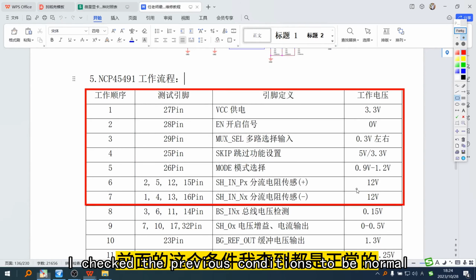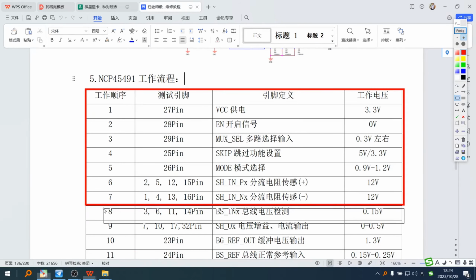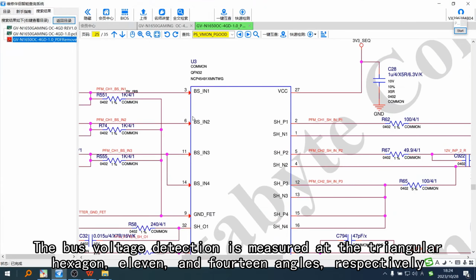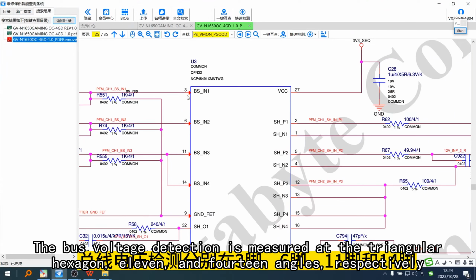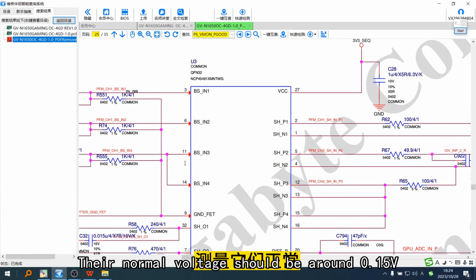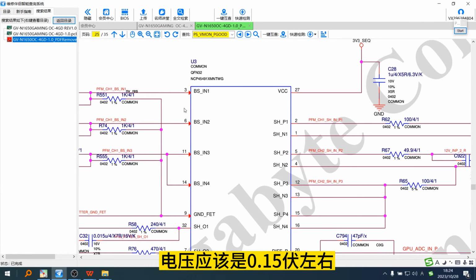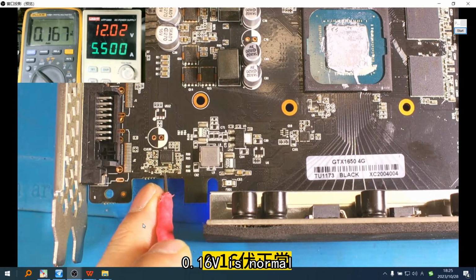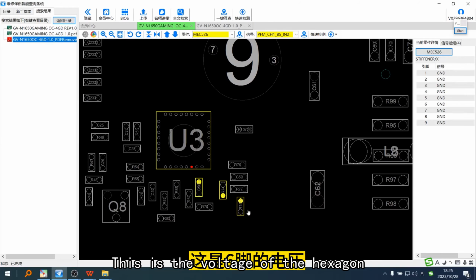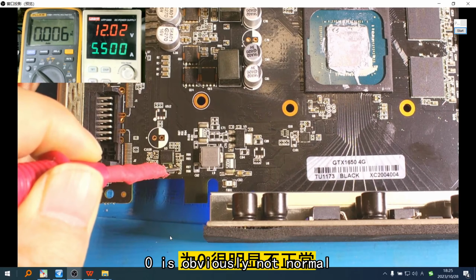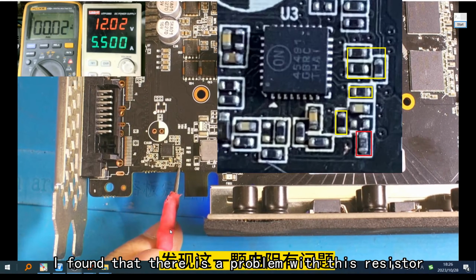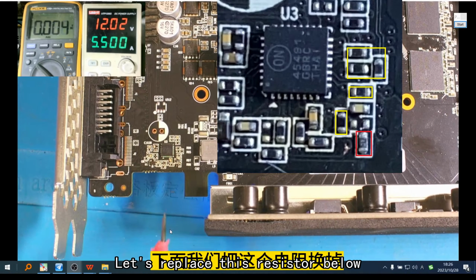I checked that the previous conditions were normal. When I reached the 8th step, an anomaly was found. The bus voltage detection is measured at the triangle and hexagon, pins 11 and 14 respectively. Their normal voltage should be around 0.15. This is the voltage of the triangle. 0.16 is normal. This is the voltage of the hexagon. 0 is obviously not normal. I looked at it again and found that there is a problem with this resistor. Let's replace this resistor.